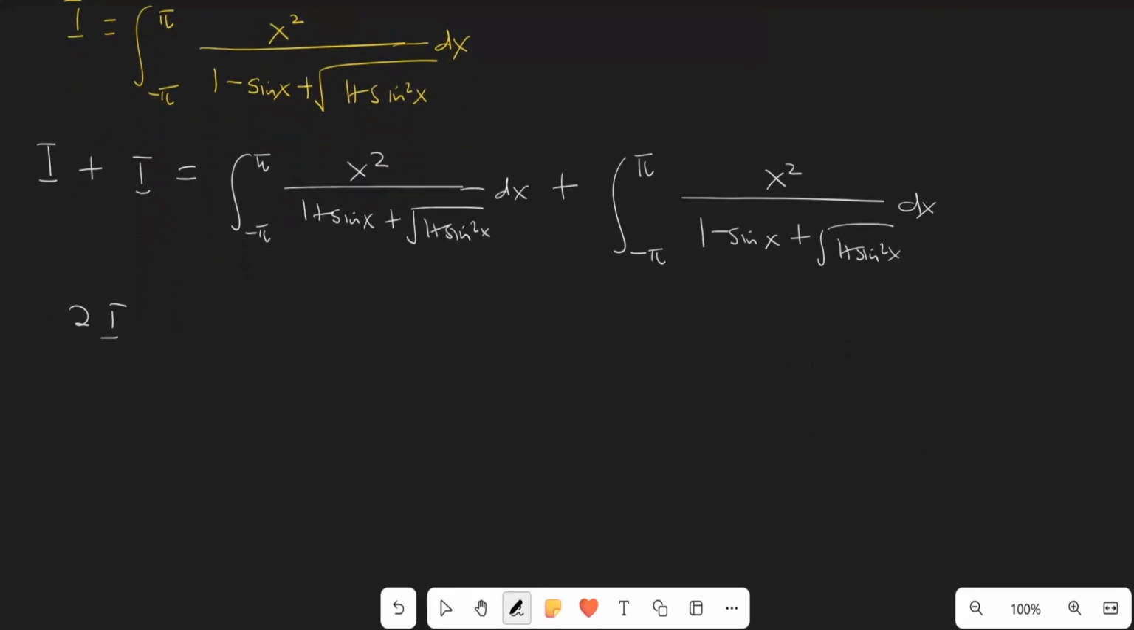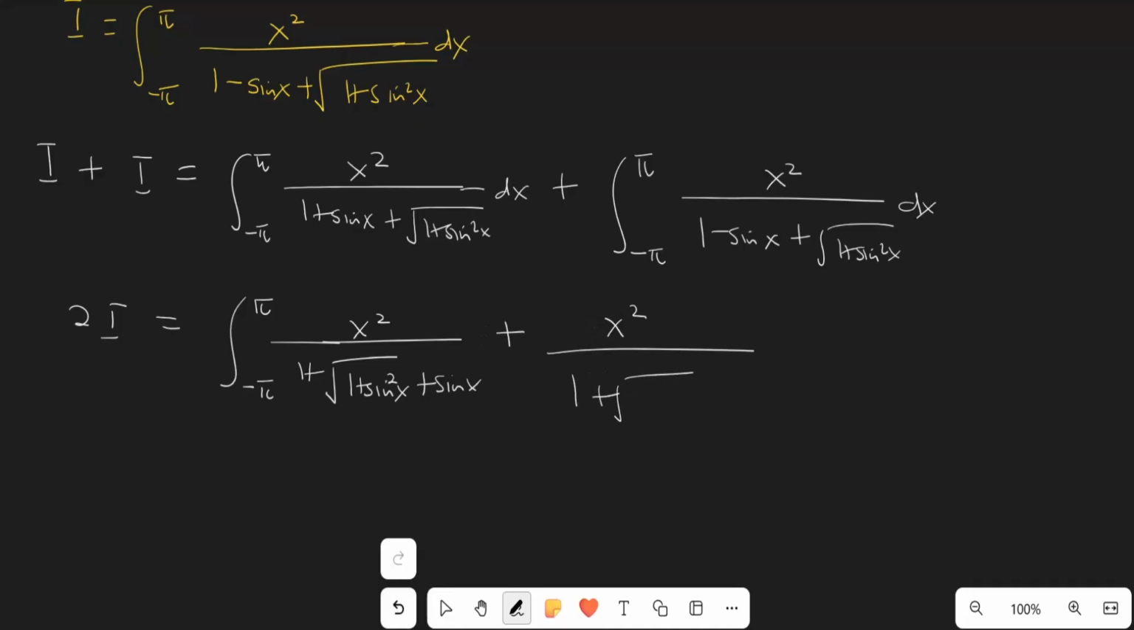So we can now put this into one integral. Negative pi to positive pi of x squared all over 1 plus the square root of 1 plus sine square x plus sine of x, plus x squared all over 1 plus the square root of 1 plus sine square x minus sine of x, all this one dx. So the two integrals have been put into one integral.